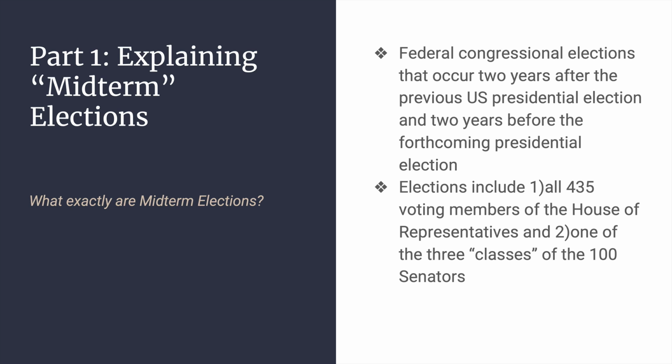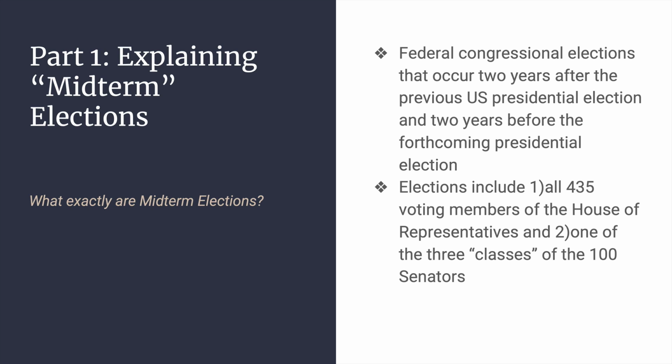Okay, so explaining midterm elections. What exactly are midterm elections? They are federal congressional elections that occur 2 years after the previous U.S. presidential election and 2 years before the forthcoming presidential election. So we had a presidential election in 2020. We'll have another one in 2024. So the 2022 midterm elections are elections in the midpoint, if you will, of a presidential term.